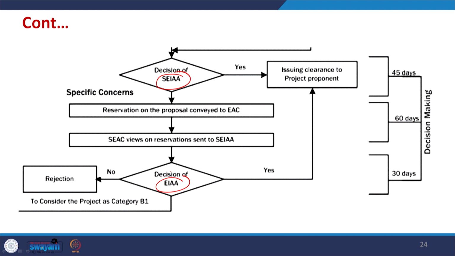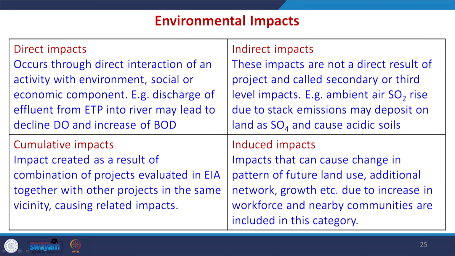Overall the process remains the same for both. Now, there may be different types of environmental impact. Direct impacts occur through direct interaction of an activity with an environmental, social or economic component. Example, discharge of effluent from an ETP into a river may lead to a decline in DO and an increase in BOD. So, this is a direct impact which is happening because of some activity in the project.